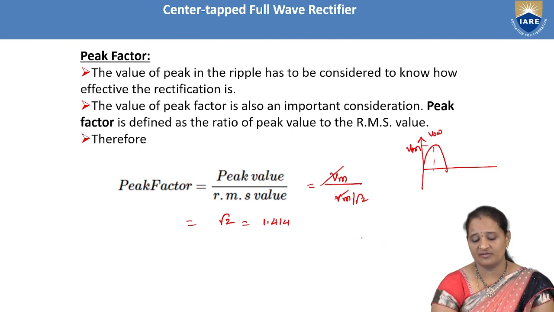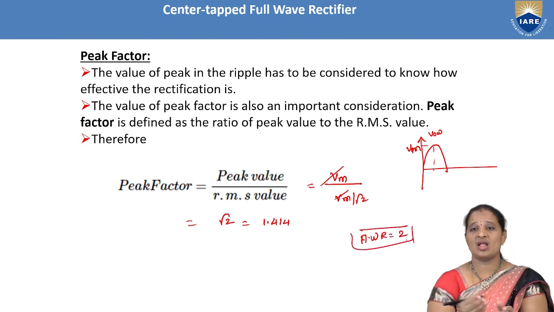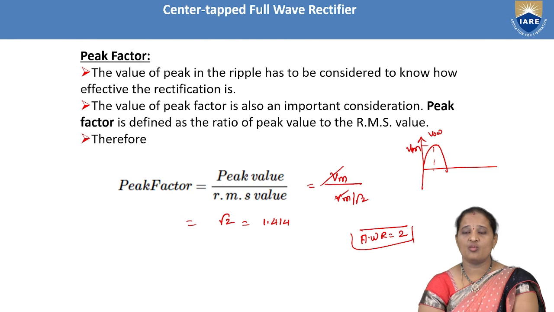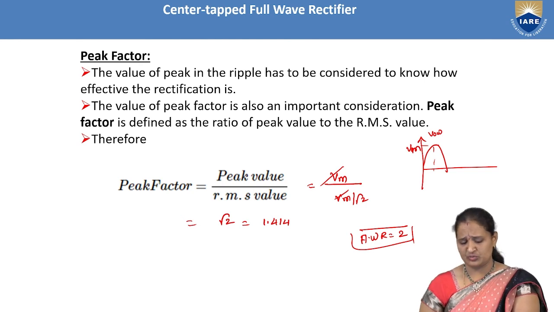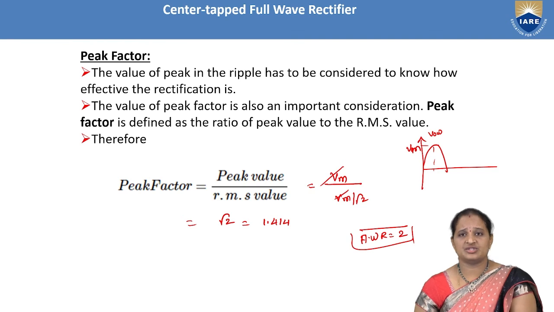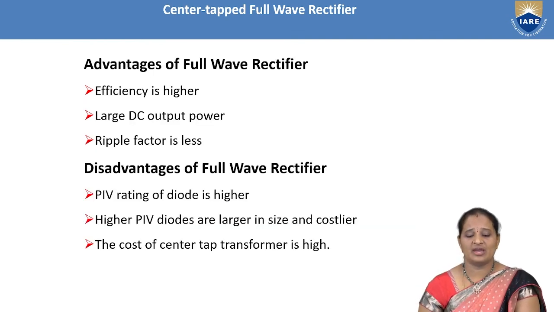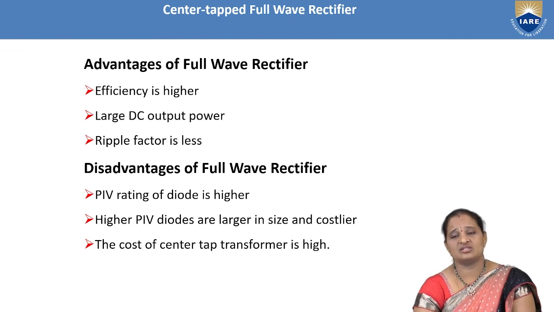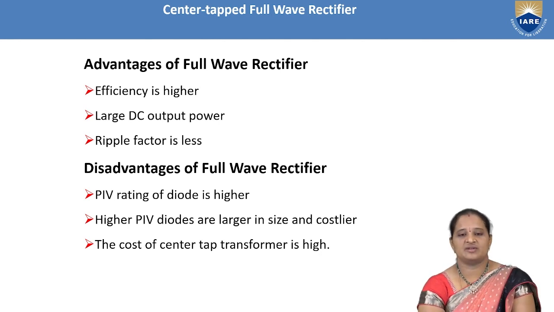Whereas the peak factor for the half wave rectifier was 2. That means the peak value is reduced somewhat when compared to the half wave rectifier. So this is also considered to be an advantage of the center tap full wave rectifier. So these are all the factors that are to be calculated or considered when we are analyzing the performance of a rectifier. Now let us discuss the advantages and disadvantages of the full wave rectifier.